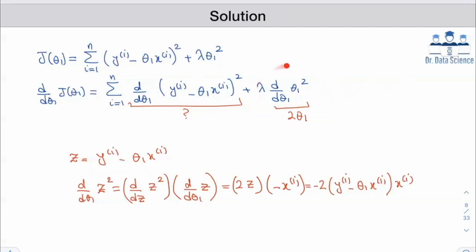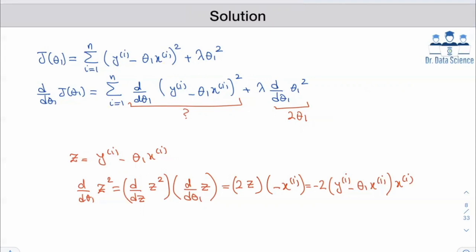The second term is easy to find because when we have x squared, we know that the derivative with respect to x is 2 times x. And that's the same thing here. It's just a different name. We have theta 1 squared. What is the derivative of this with respect to theta 1? It is 2 times the variable, which is theta 1.